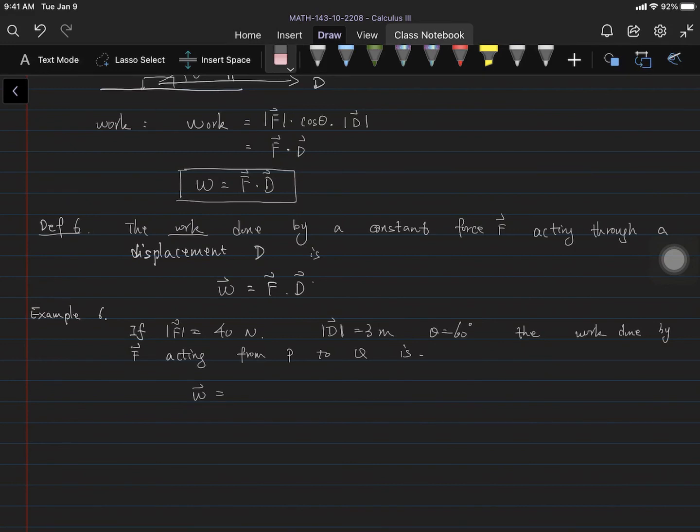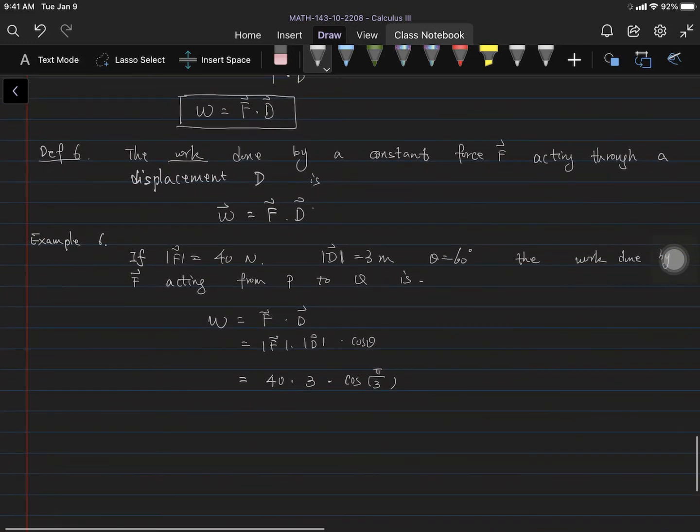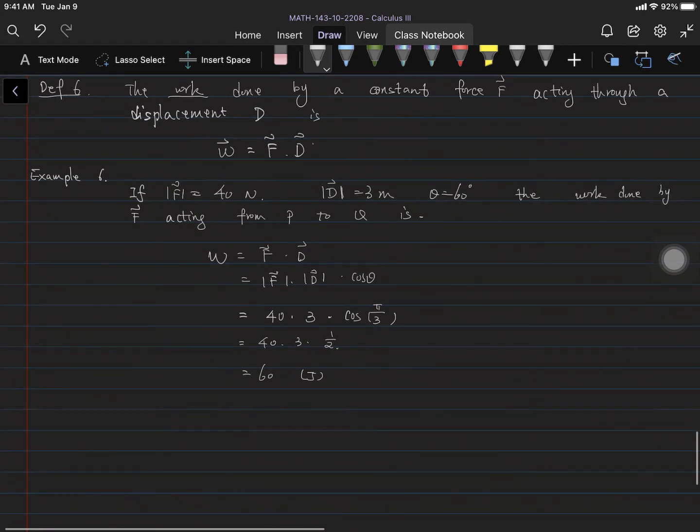oh no, sorry, work is not a vector. Okay, work equals F dot D. So by the theorem, that is F length, D length, and the cosine theta. In this case, F length is given as 40, D length is 3, and the angle is 60, so it should be pi over 3. So the final answer is cosine pi over 3, which is 1/2. After we simplify, 60, and here is J. That's the unit.